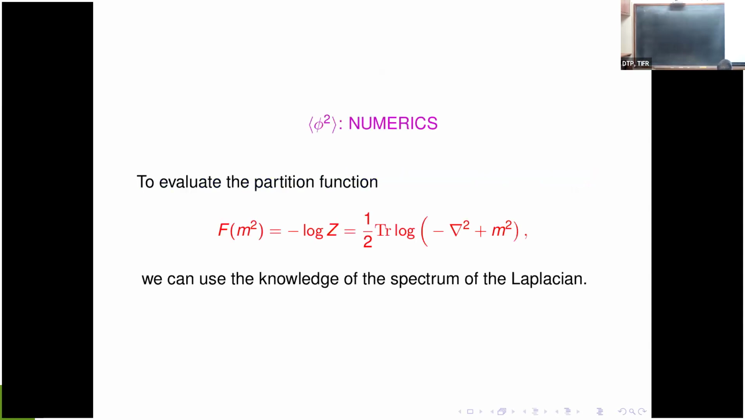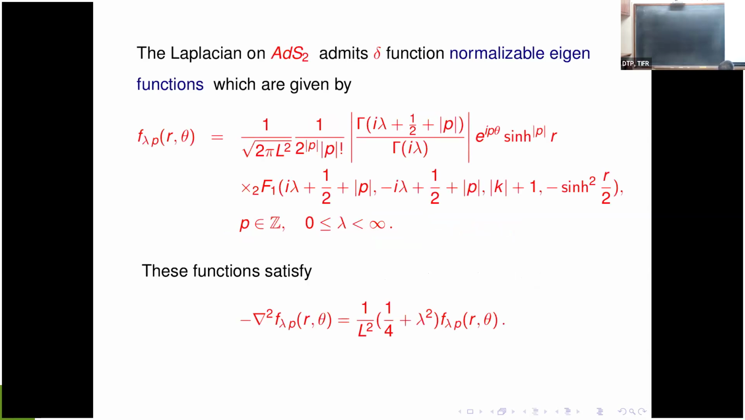So first numerics, because it's a subtle question, as we have asked. So we will just do the numerics. We evaluate the partition function like this. For this, we need to know the spectrum of the Laplacian, right? And that is known in AdS spaces.